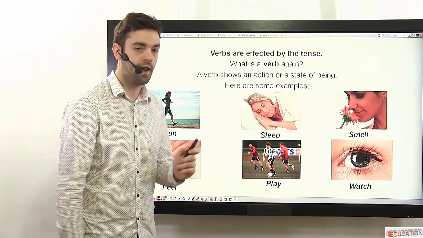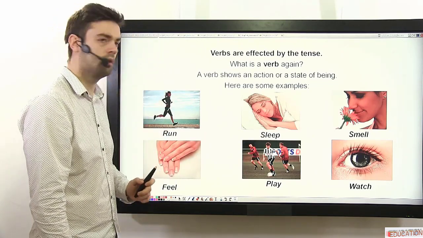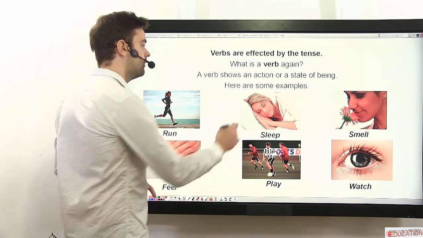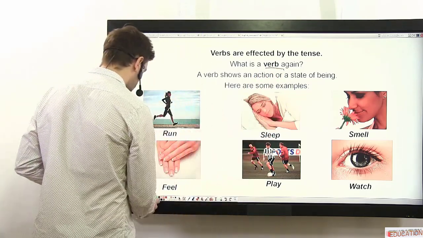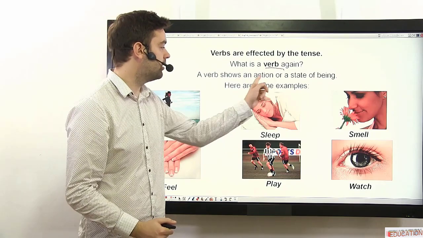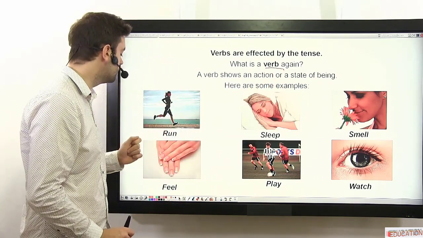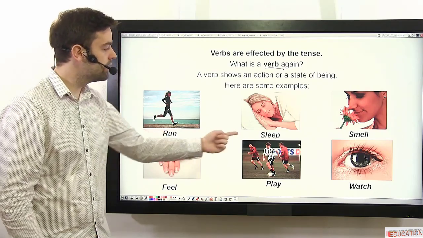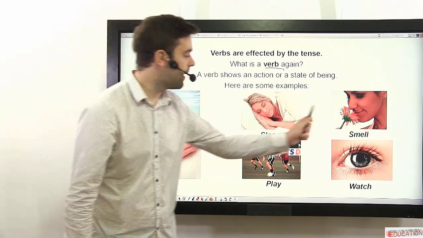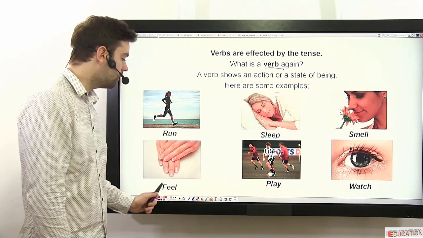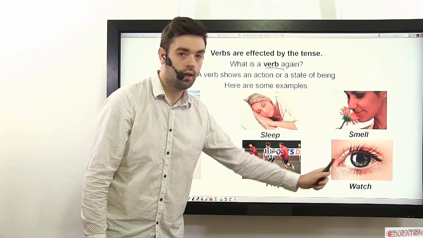Verbs are affected by the tense. What is a verb again? Well, a verb shows an action or a state of being. And here are some examples: run, sleep, smell, feel, play, and watch.